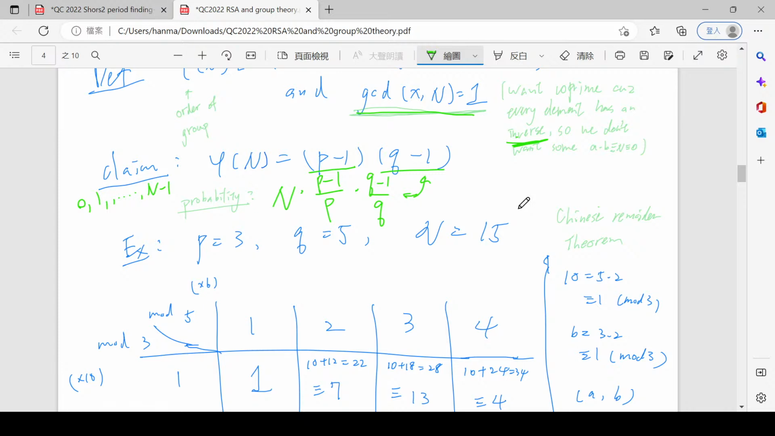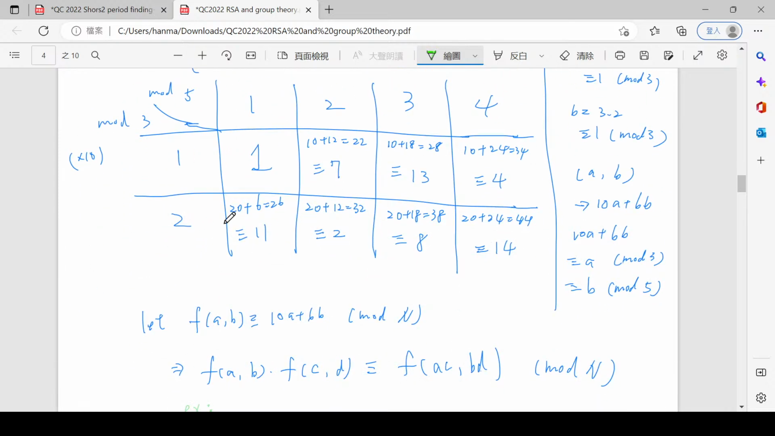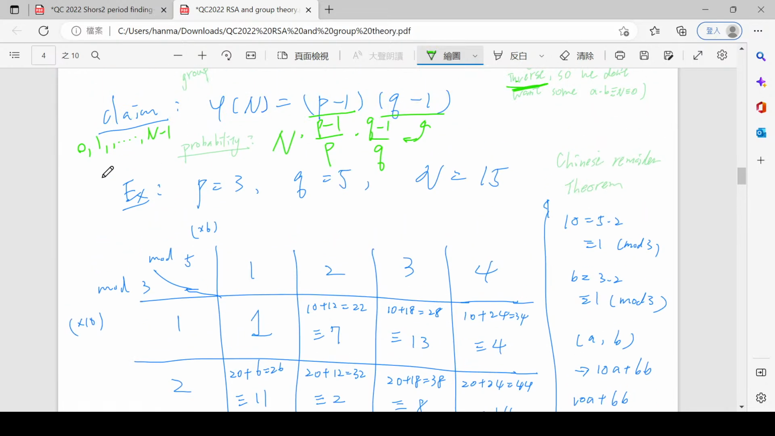Then p minus 1 equals 2, and q minus 1 equals 4. So we have 8 elements. And we can characterize the 8 elements by their remainder mod 3 and their remainder mod 5. So we have this table here.